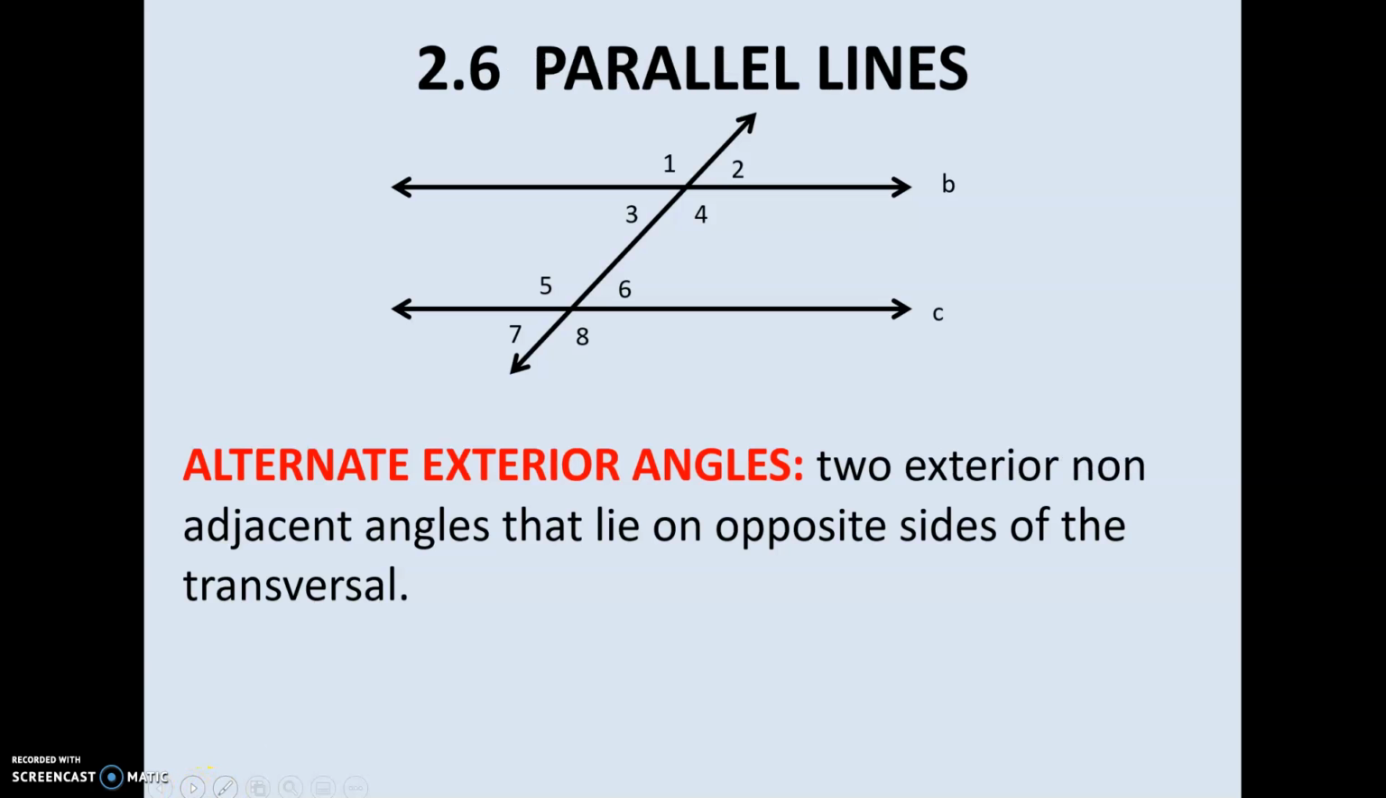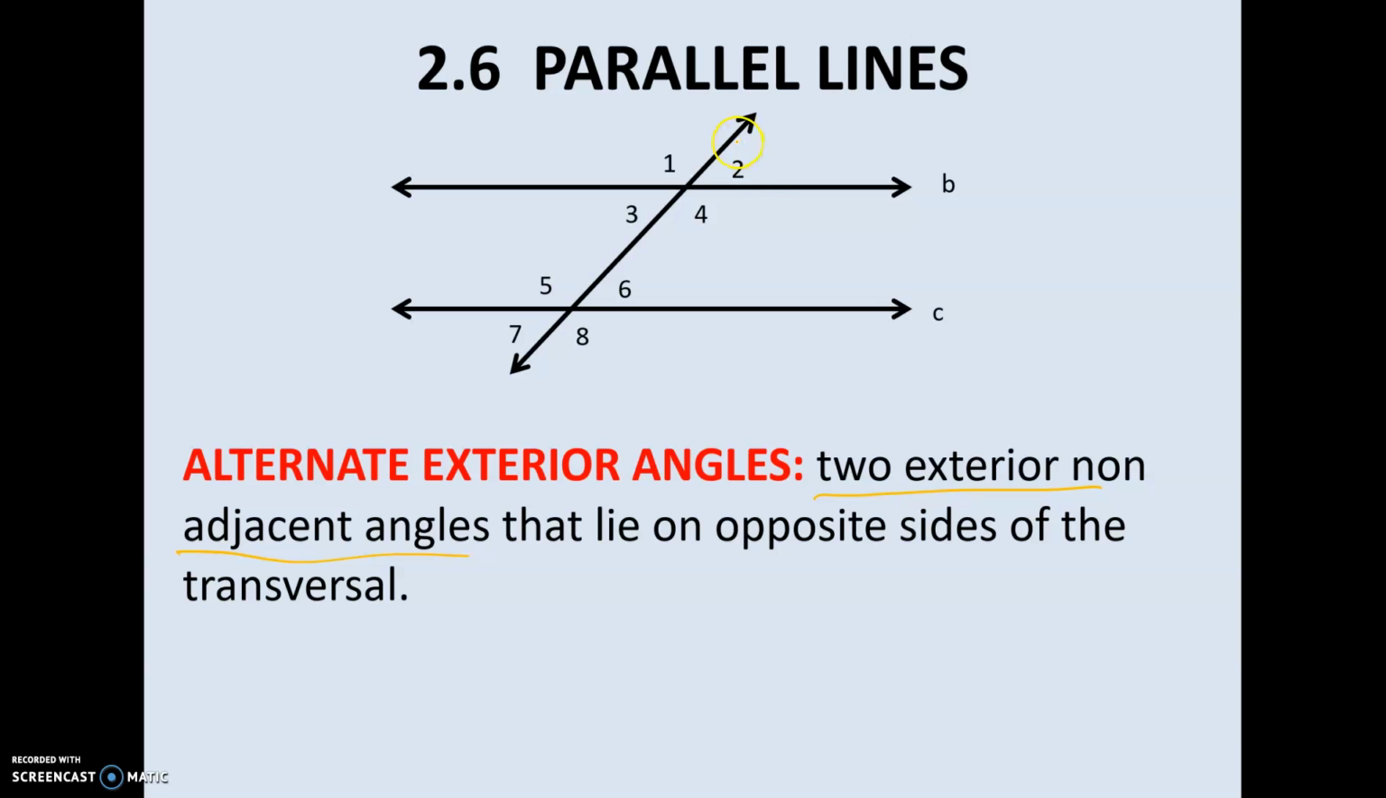Next we have alternate exterior angles. Alternate exterior angles are two exterior angles. Once again, we have two exterior angles that are non-adjacent. They cannot be next to each other. They cannot have the same vertex. Two exterior angles that do not have the same vertex and are on the opposite sides of the transversal.